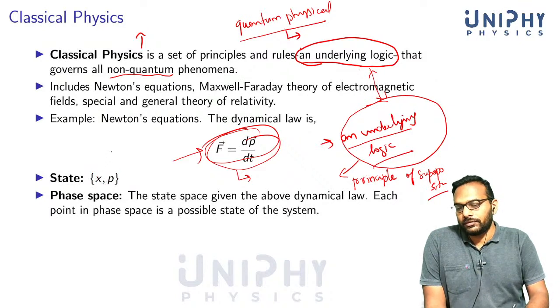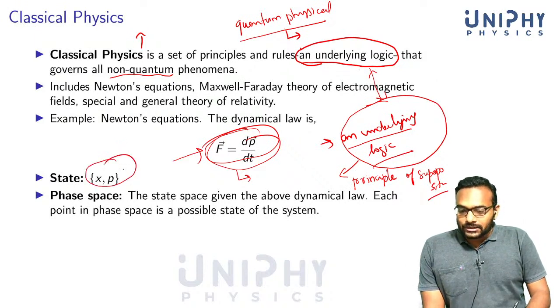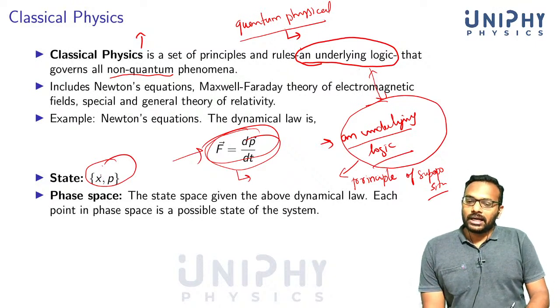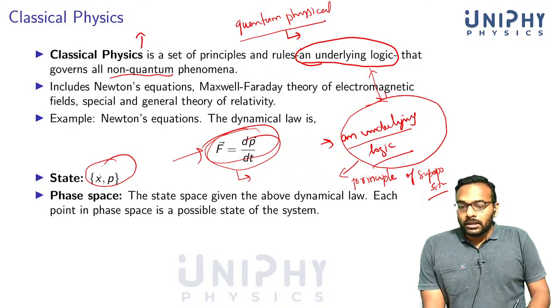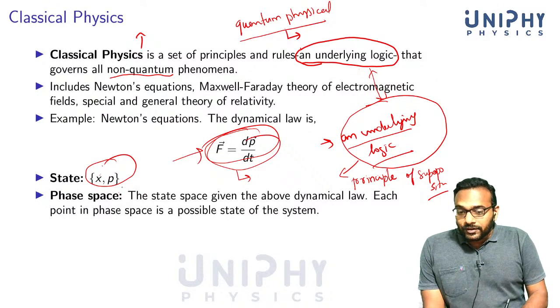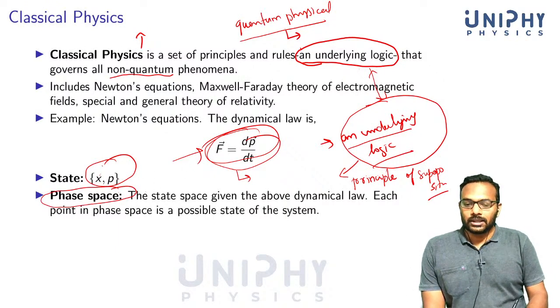If you are talking about a composite system, specifying the state completely generally means you have to specify the position and momentum of all the particles in this system. Now, once we write the state as x, p, I have written it generally. If it's a single particle in one dimension, you will have just one x and one p. So that's the state. Now, the state space of classical physics or Newtonian equation is known as the phase space.